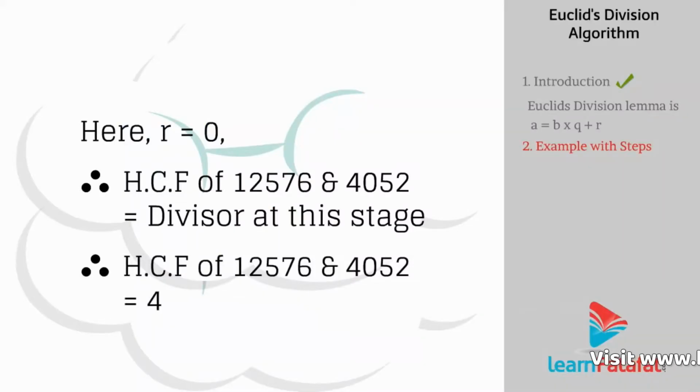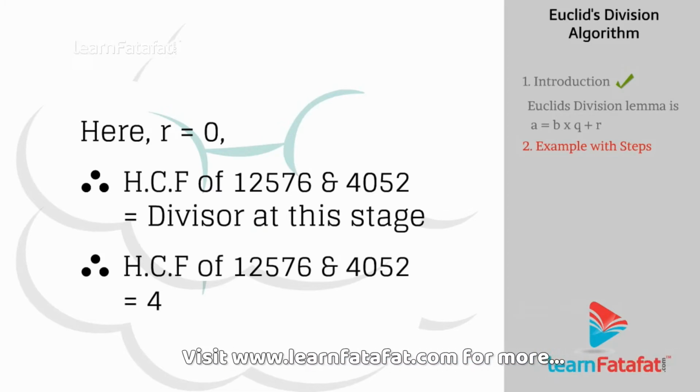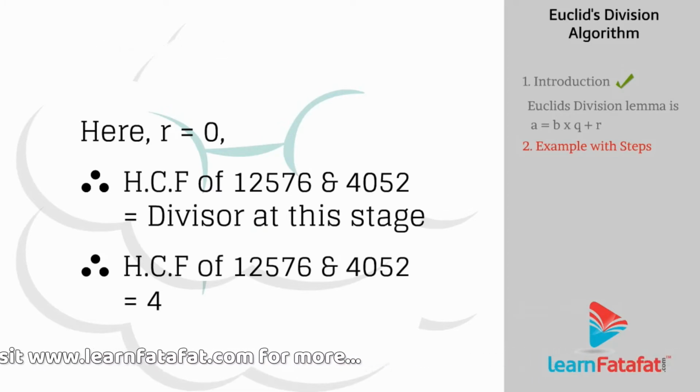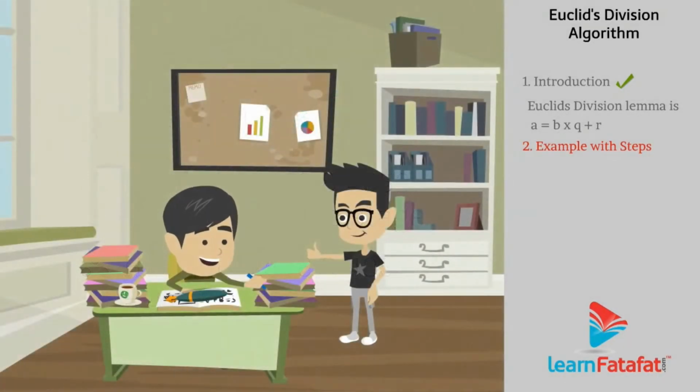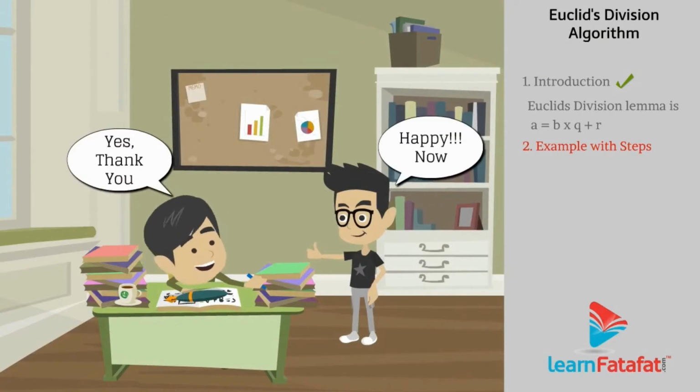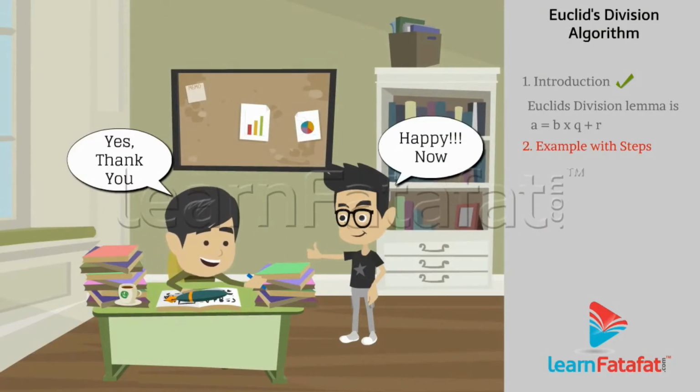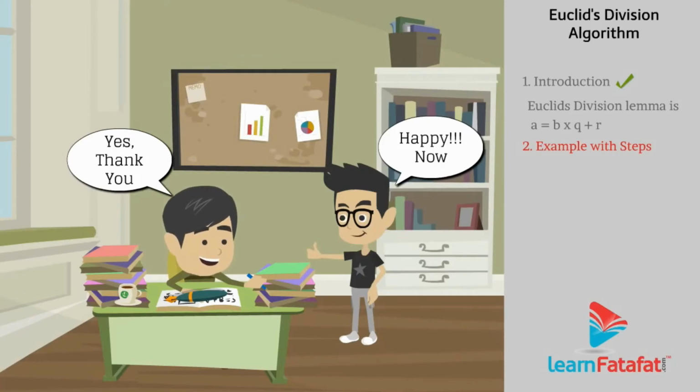Therefore, HCF of 12,576 and 4,052 is equal to 4. These are the steps to apply Euclid's division algorithm in finding the HCF of two positive integers, a and b.